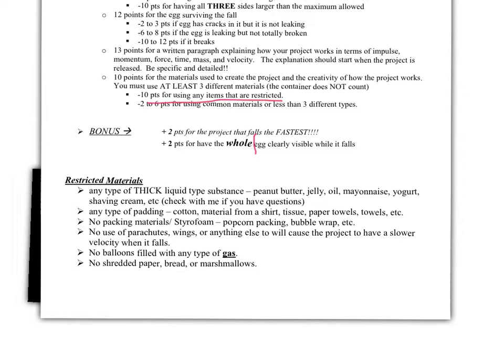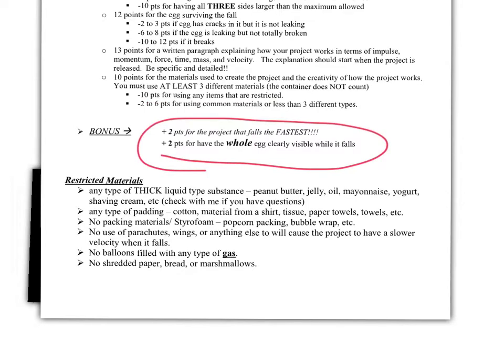Notice that there is this bonus section here in the middle, right? 2 points for the fastest project. So we'll take a timer, and whoever wants the fastest time, we'll have all of those people go at once. Whoever reaches the ground the fastest gets 2 extra points on their project.